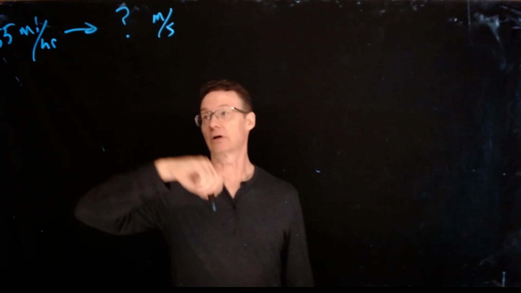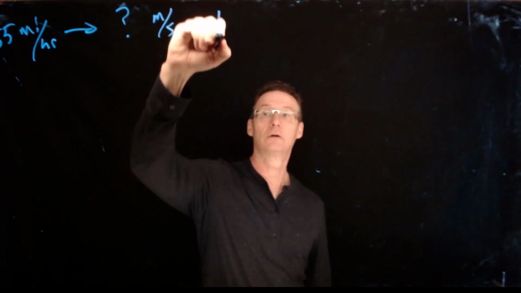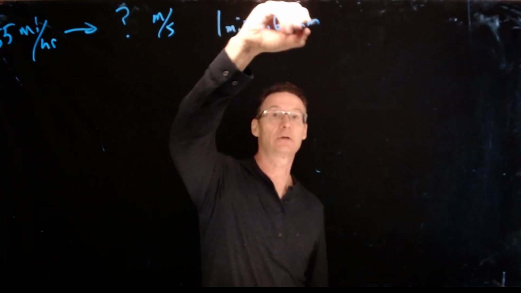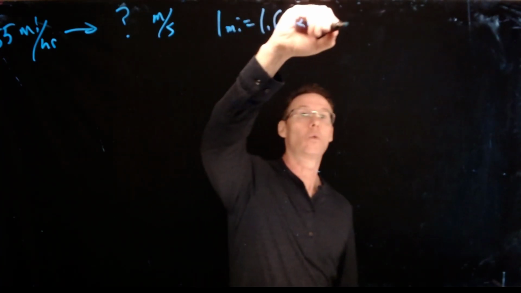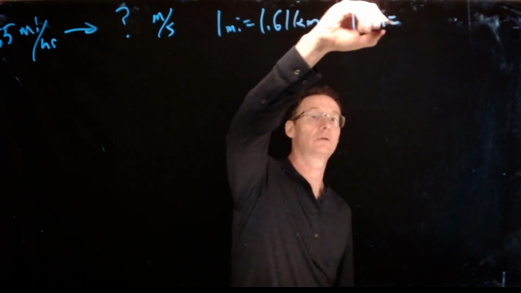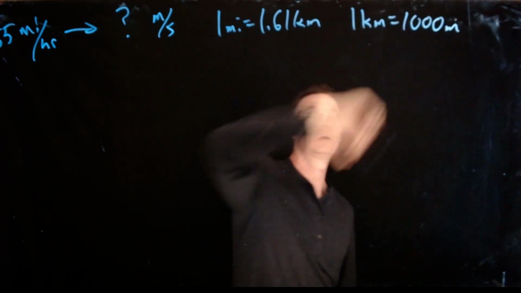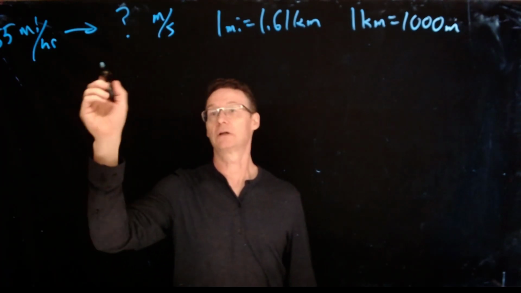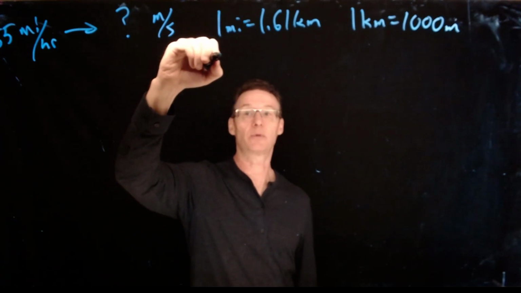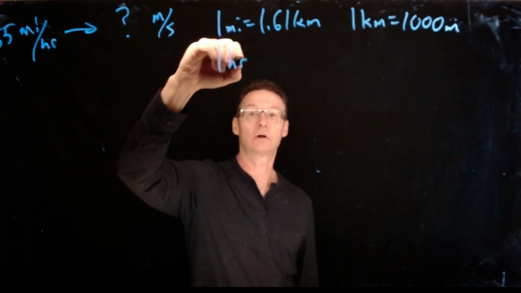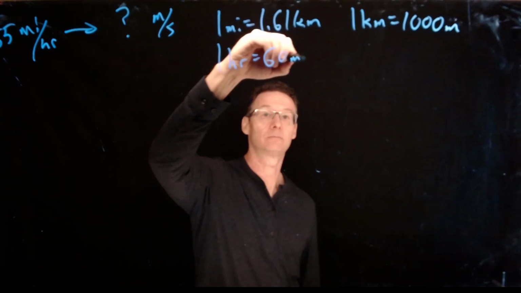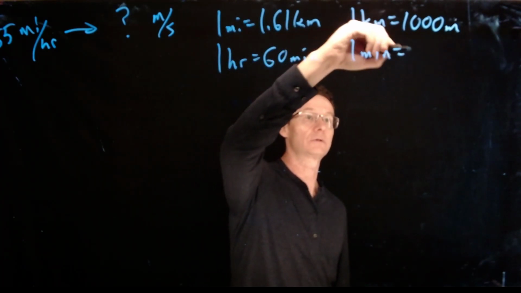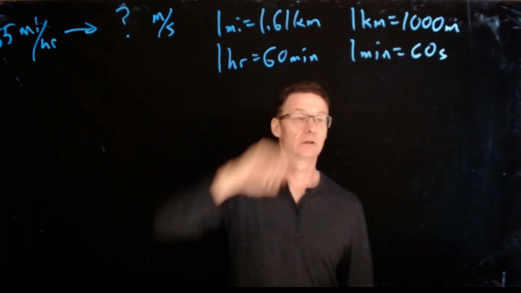So first we need to know our conversion factors. 1 mile equals 1.61 kilometers. 1 kilometer equals 1,000 meters. Okay, so there are our conversions to get miles to meters. We also need to convert hours to seconds, so we're going to need a couple of steps there. 1 hour equals 60 minutes, and 1 minute equals 60 seconds.